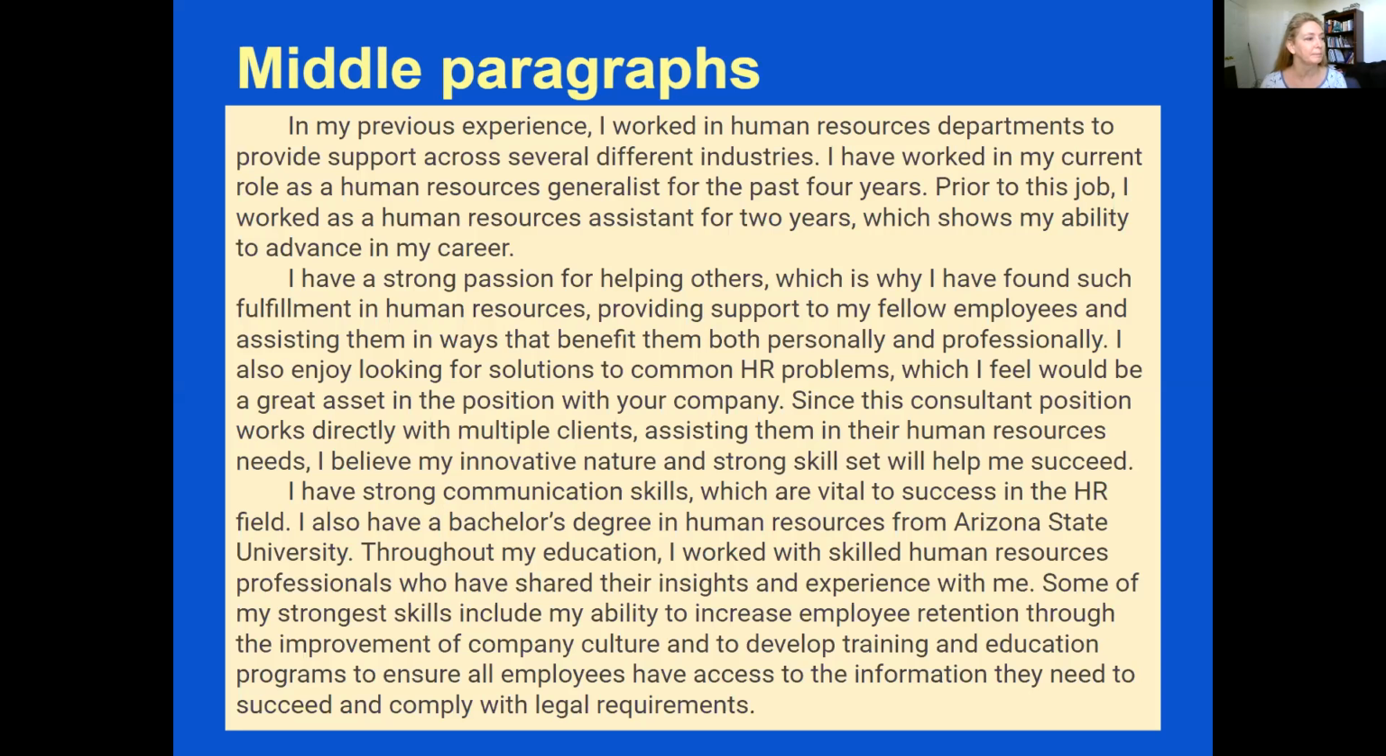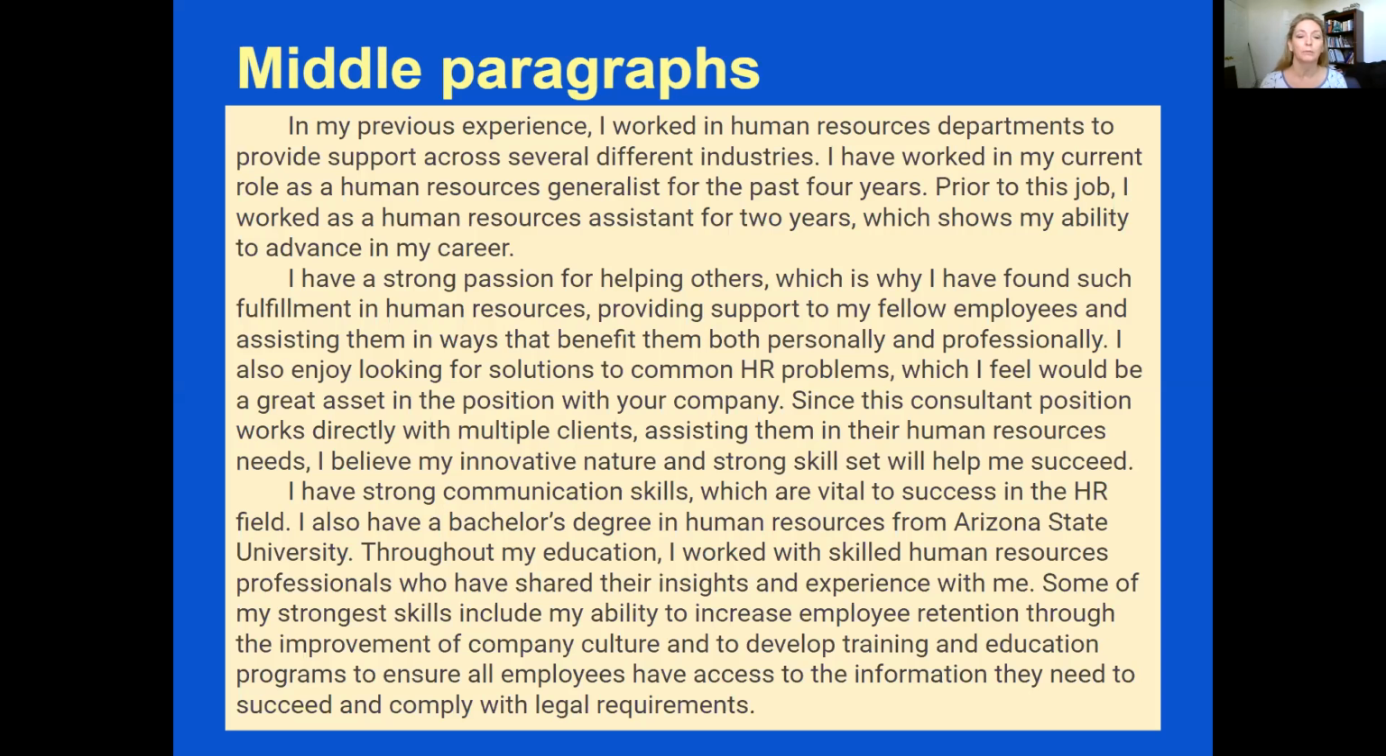There's a lot of positive language in here, and this is something that maybe doesn't happen in your first draft, but after you write your experience and education paragraphs, you can go back and make sure you've peppered in positive language, such as this person enjoys, it would be a great asset. Different things like that show that there's a positive force, positive energy behind the person writing this letter.